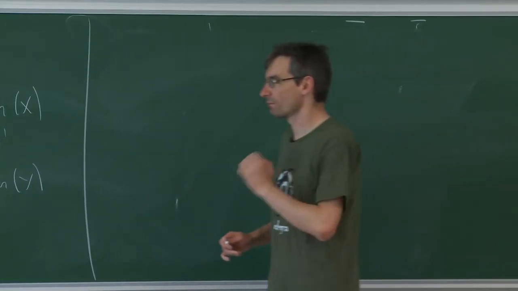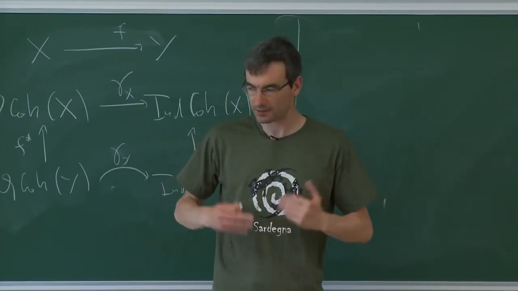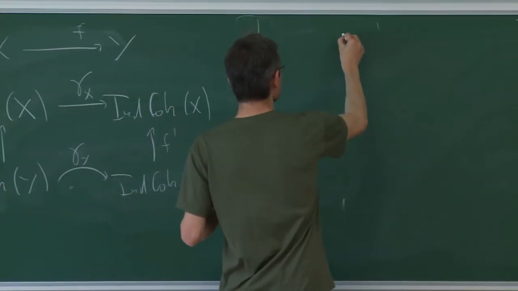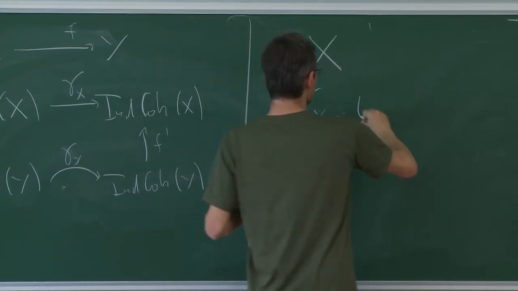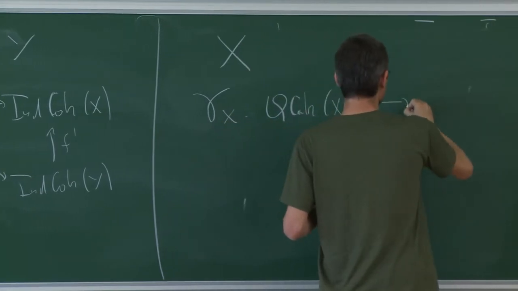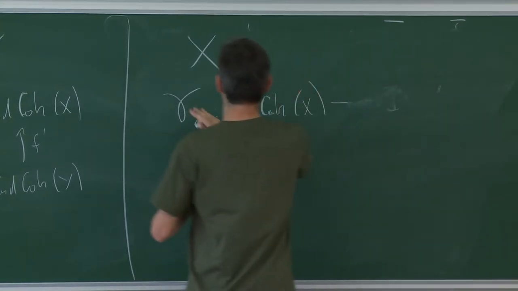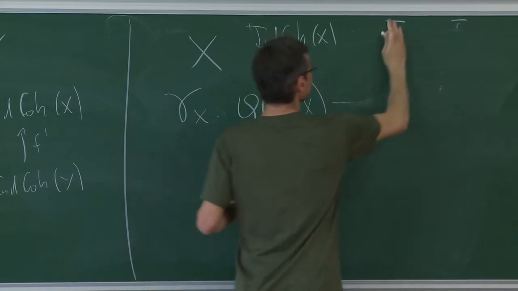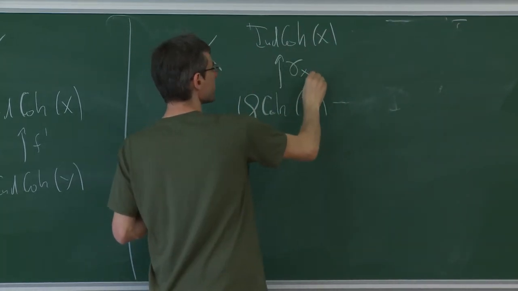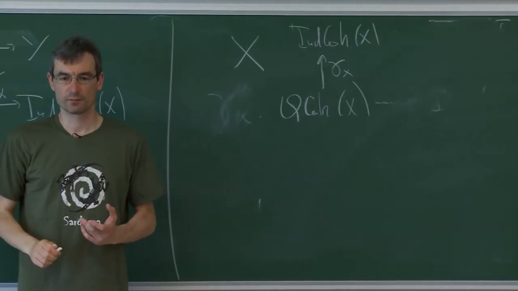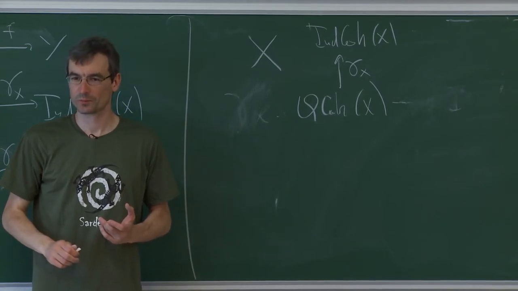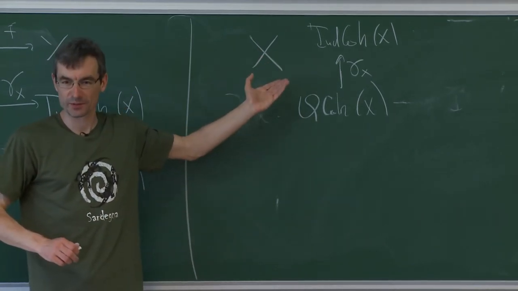So let's recall what happened. That's another moment to test your awakeness. Let's live in the world of schemes. I just said that if you have a scheme X, you have this functor Omega_X from QCoh to IndCoh. So this is the functor, and it's tensoring by the dualizing. Do you know what I mean? Well, I claim that we already had a bunch of functors between these two categories before.